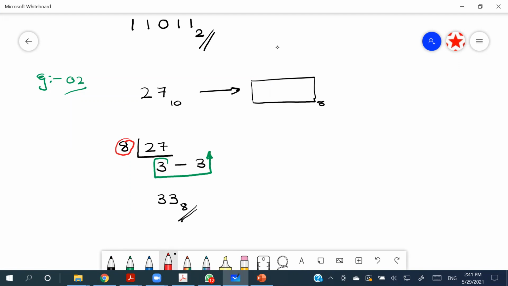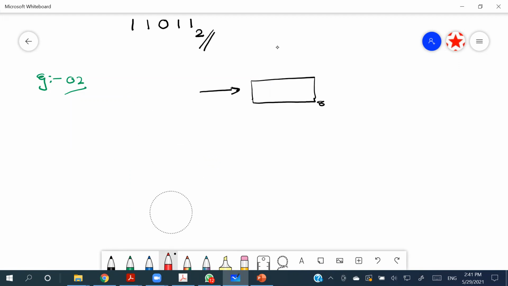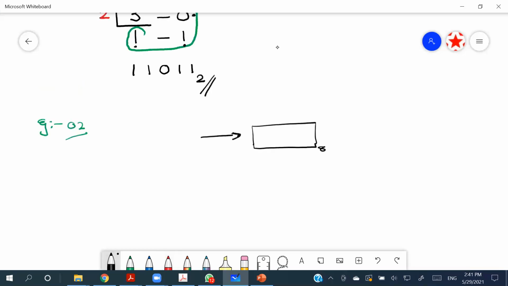Okay, Udamya, I'll explain it again. I think it's better I take something a little bit bigger than this number, so you will see some more divisions. Let's say I'm going to convert 100 in decimal into octal. Right. Now hear me out again.